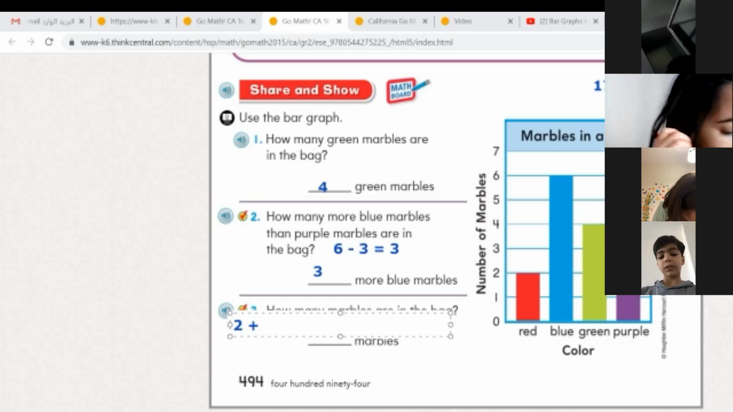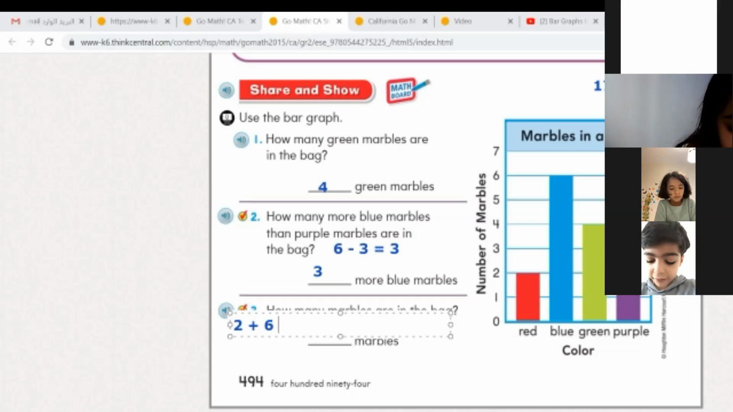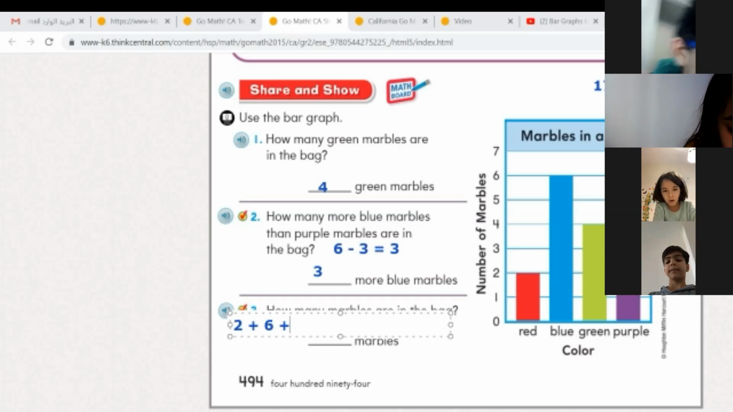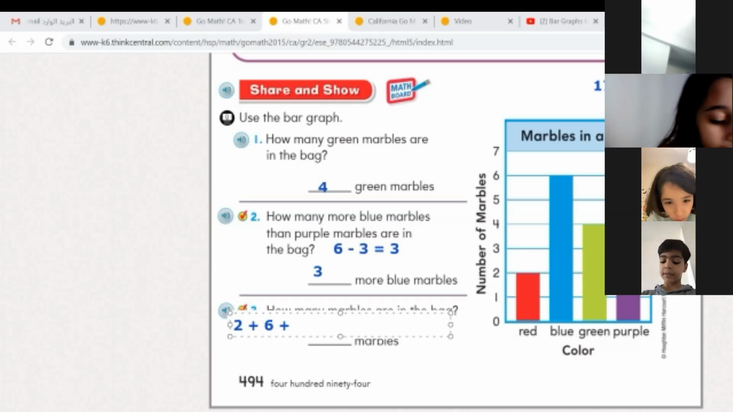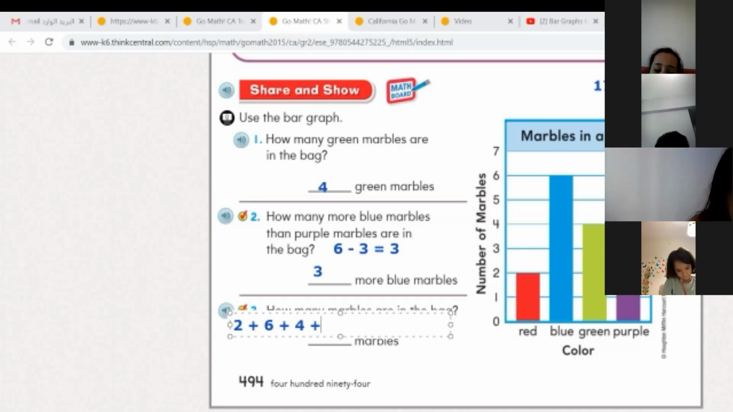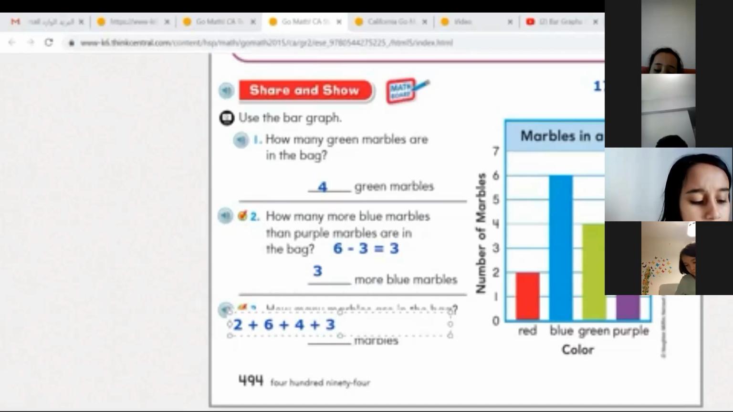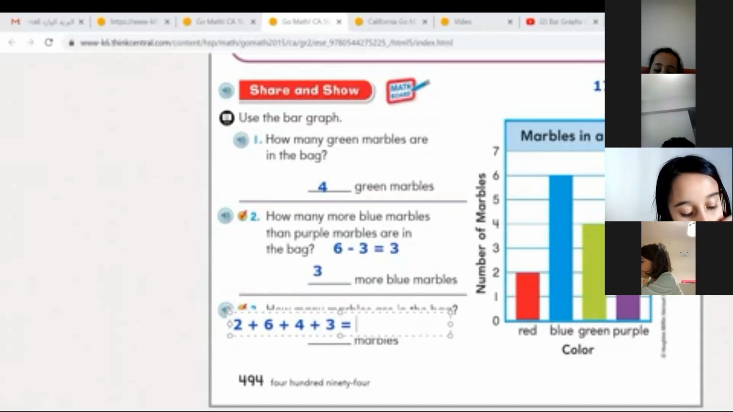2. How many blue? 6. 6. How many green marbles are there? 4. Okay, how many purple? 3. Okay, 3. So, we write down the numbers of each color of the marbles and then we count them. Okay, time. It's your job then.